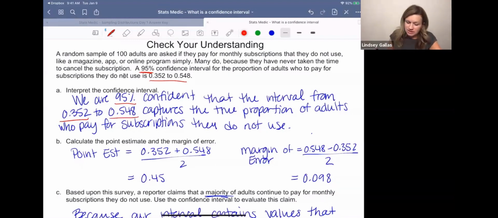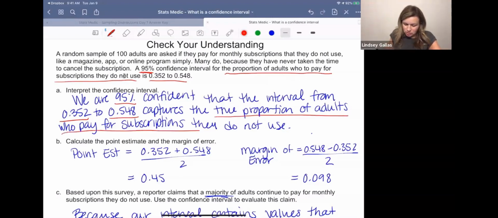Well, here's a trick for this: you can always look back at the problem and you'll see here it says a 95% interval for proportion of adults who pay for subscriptions they do not use. So that's what I filled in here. I like to say the true proportion of adults who pay for subscriptions they do not use. So I fill in my percentage, my interval, and then my parameter in context.